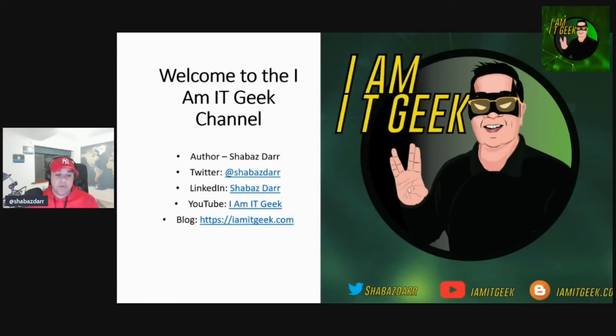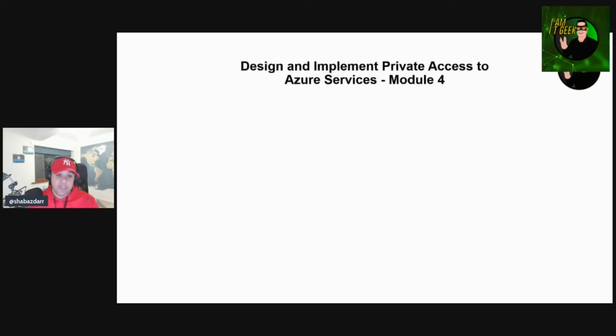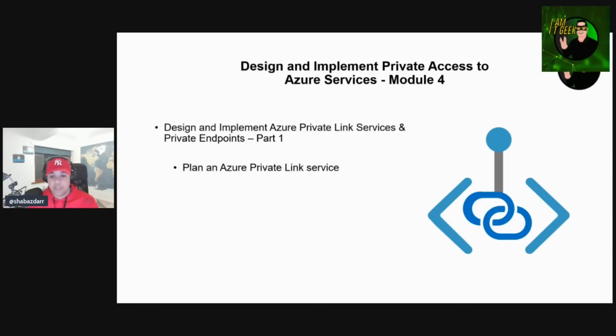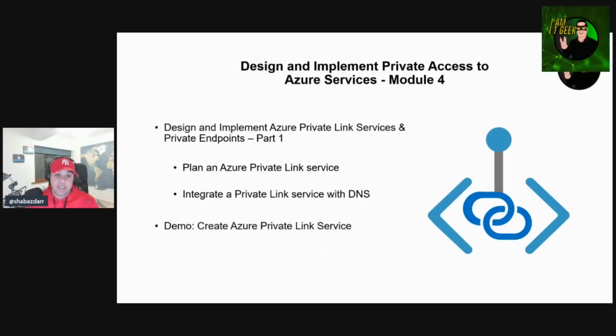So as I mentioned, we are now back to the AZ 700 series. Specifically, we're now in Module 4, which is design and implement private access to Azure services. Today's episode is part 1 of designing and implementing Azure Private Link services and private endpoints. We're going to talk about planning an Azure Private Link service first of all, looking at integrating a private link service with DNS, and then we're going to let Mohammed Sajid show us how to create an Azure Private Link service rather than talk about it, okay?